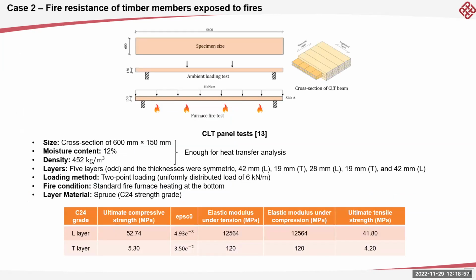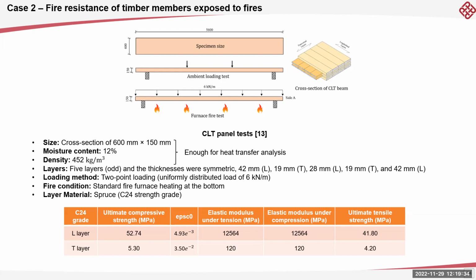This is case 2 about the fire resistance of timber members exposed to fires. And the test parameters are shown in the picture. We have a cross section of 600 millimeters by 150 millimeters, and the moisture is 12%. And the density is about 452 kilograms per cubic meter. And these 3 parameters are enough for our heat transfer analysis.